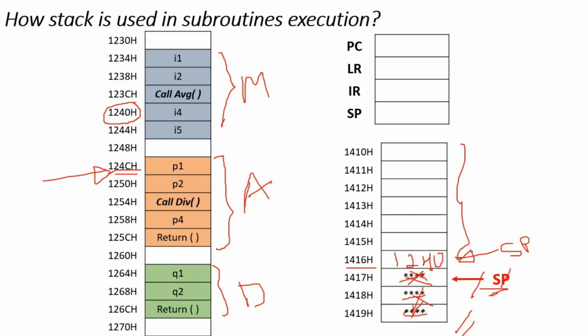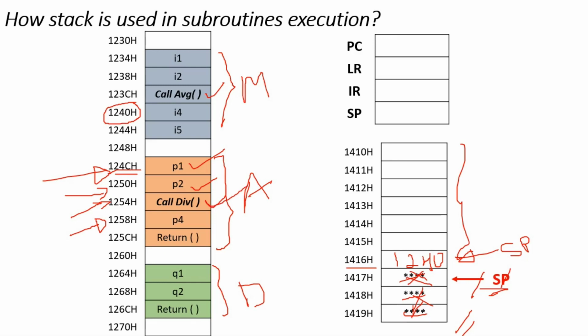What next? Once this function call is executed, the processor starts executing P1. While executing P1, PC will be pointing to P2. Then the processor executes P2, and the program counter will be pointing to the function call divide. Now the processor starts executing the function call, and the PC will be pointing to 1258H, that is the P4 instruction.